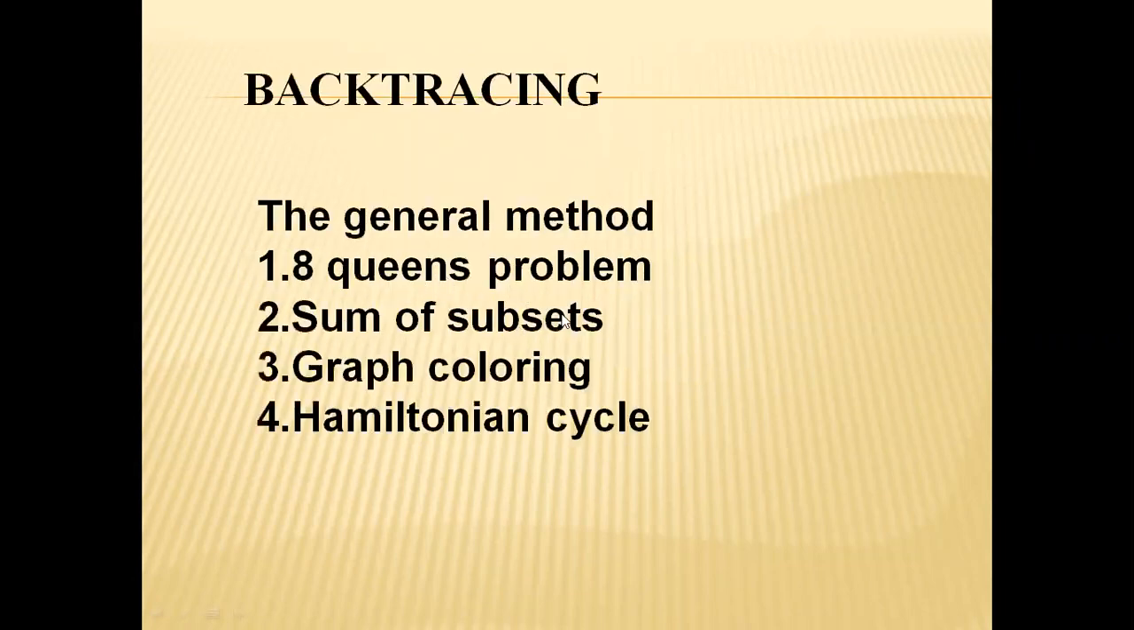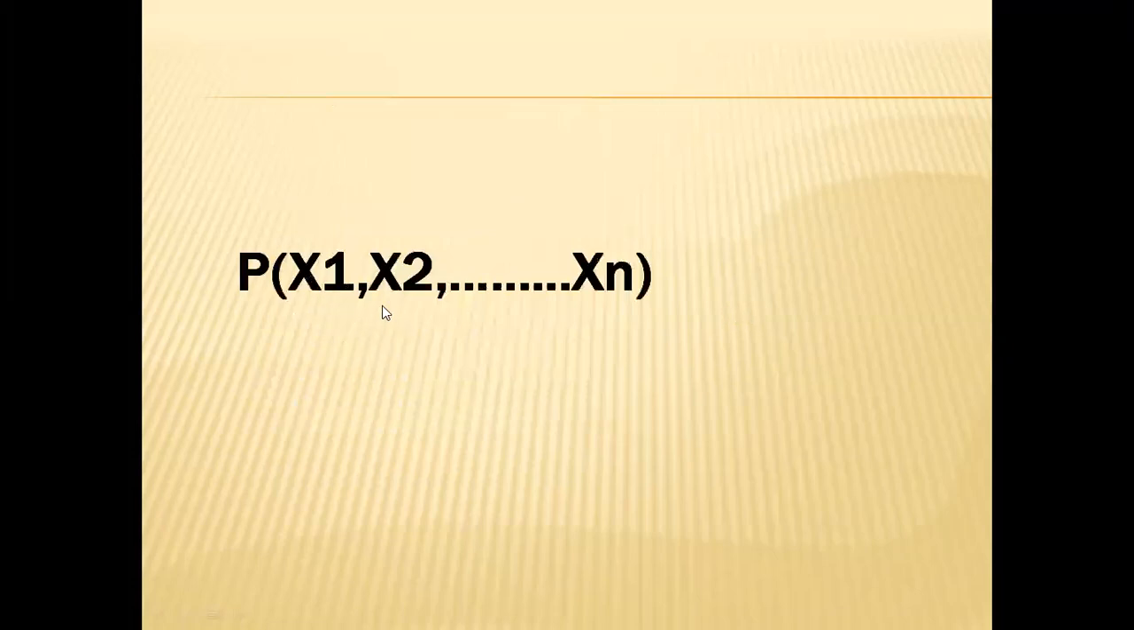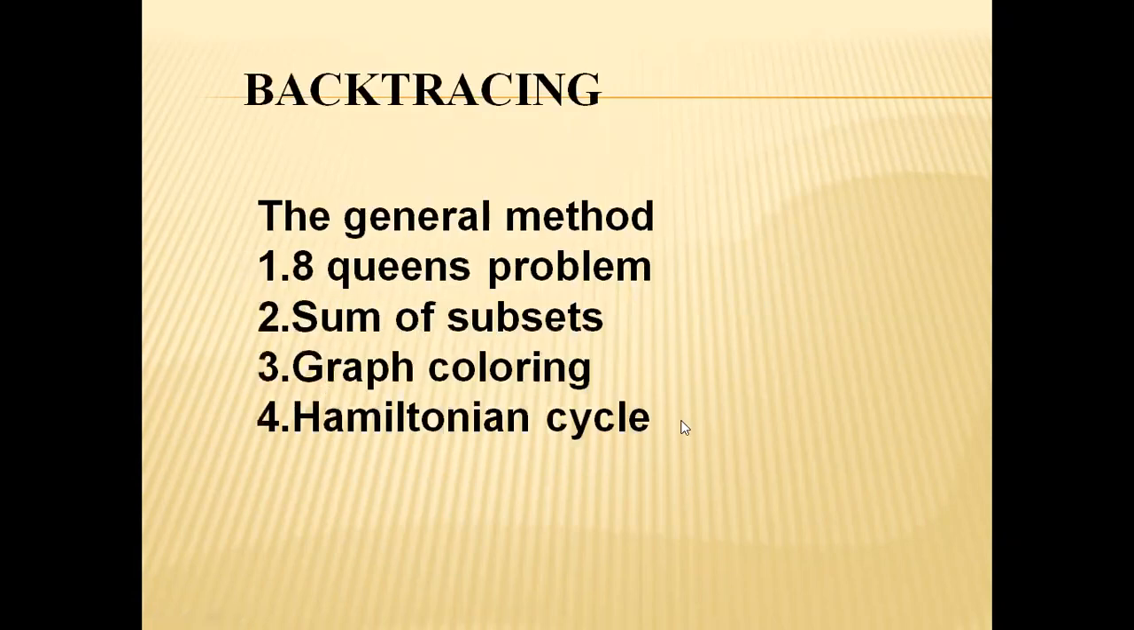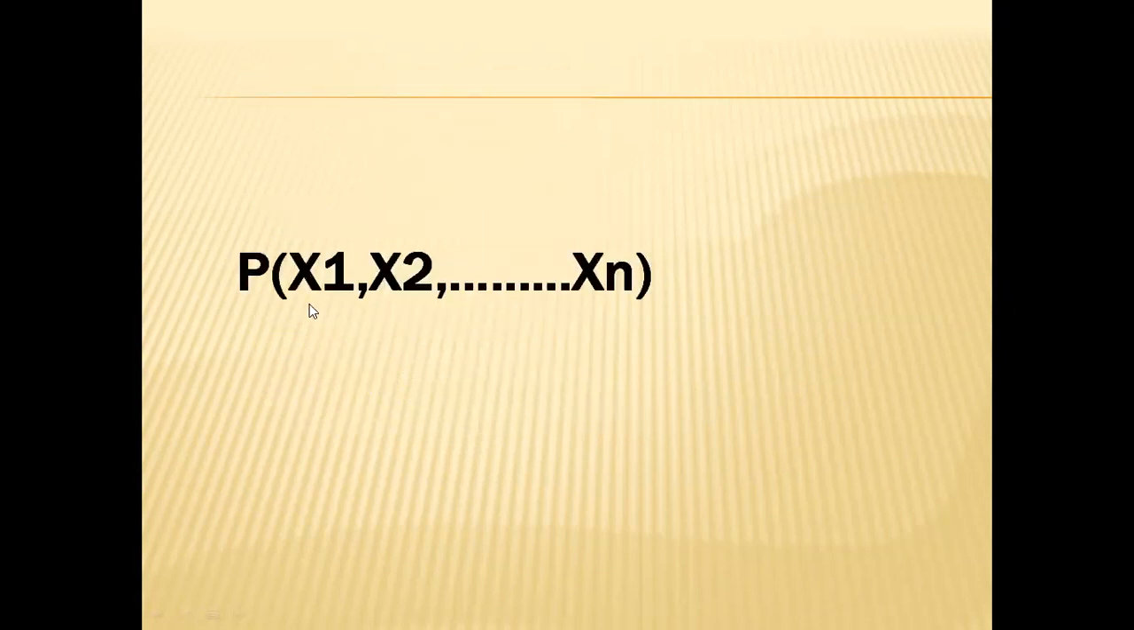Suppose for sum of subsets, you are taking four values, the solution is represented by a four tuple, that is x1, x2, x3, x4. Next one is graph coloring. Suppose the graph has four nodes, the solution is represented by a tuple with four values, x1, x2, x3, x4.